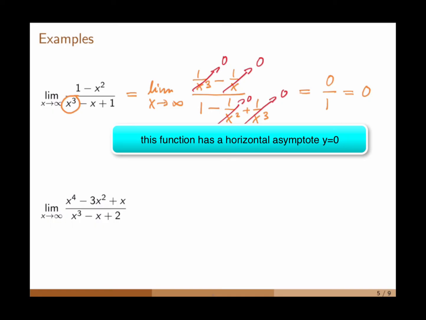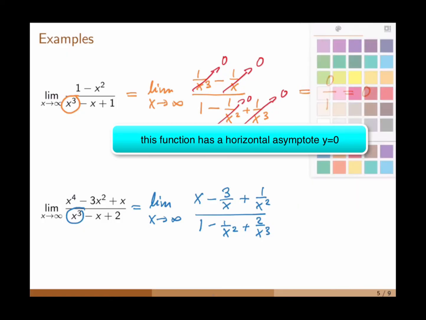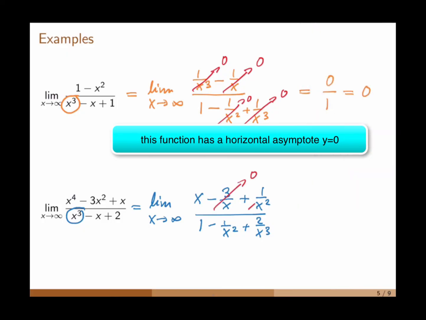Let's look at the second example here. Again, limit as x goes to infinity. Now the highest order is again x cubed, so we divide x to the 4 by x cubed. This gives us an x minus 3 divided by x, we divide it by x cubed, plus 1 divided by x squared, divided by 1 minus 1 divided by x squared plus 2 divided by x cubed. And then again the red pen, so then this goes to 0, this goes to 0.